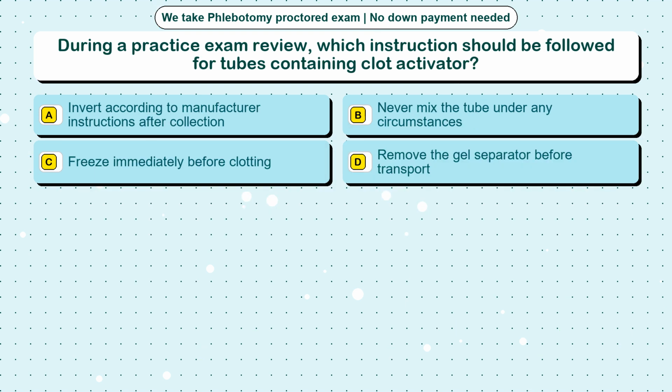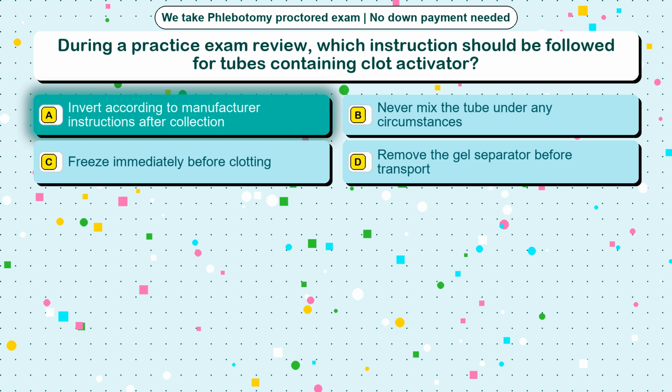Question 43. During a practice exam review, which instruction should be followed for tubes containing clot activator? Option A. Invert according to manufacturer instructions after collection. Option B. Never mix the tube under any circumstances. Option C. Freeze immediately before clotting. Option D. Remove the gel separator before transport.